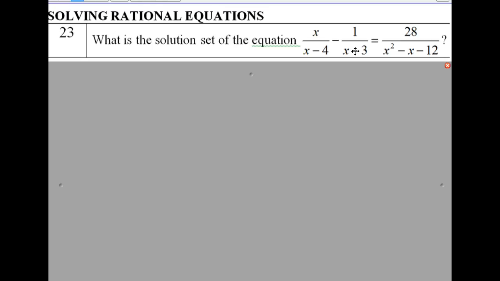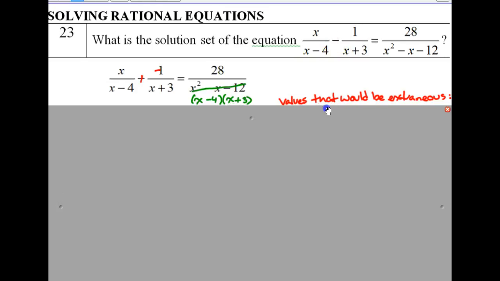That's pretty typical. You also want to know what to do with this subtraction. We always suggested that you rewrite subtraction as addition of opposites. Make it plus negative 1. Okay? So that's what I've done here. I've factored the denominator and I made it plus negative 1.